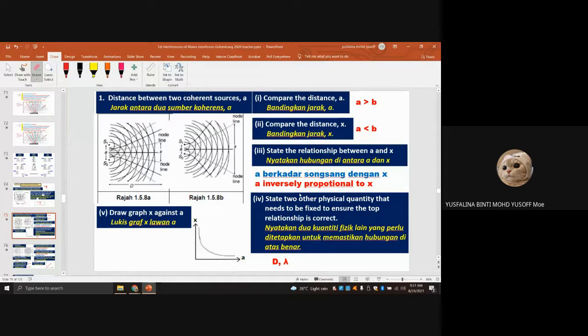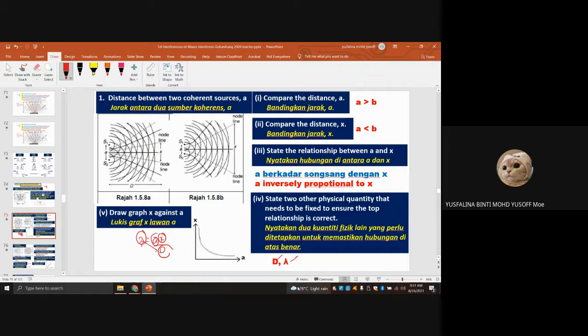Next, you have to state two physical quantities that need to be fixed to ensure the relationship is correct. In the diagram, we use A and X, and we have the formula lambda equals AX over D. So you cannot use A and X anymore. What you can use is lambda and D. You need to fix these if you want to measure the relationship between A and X. So lambda and D.